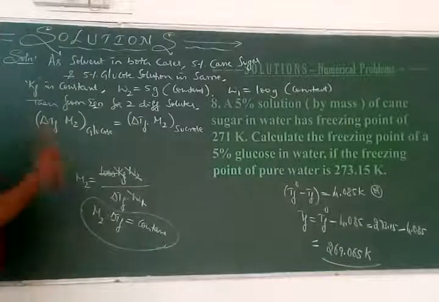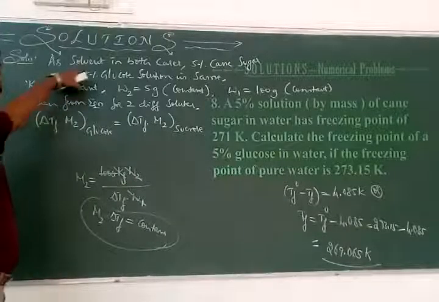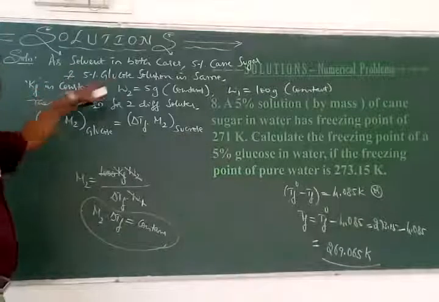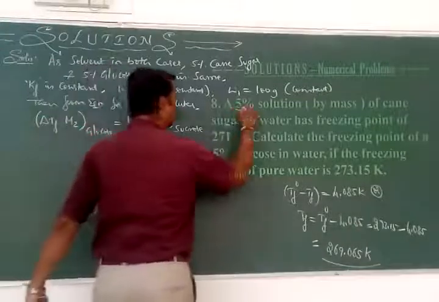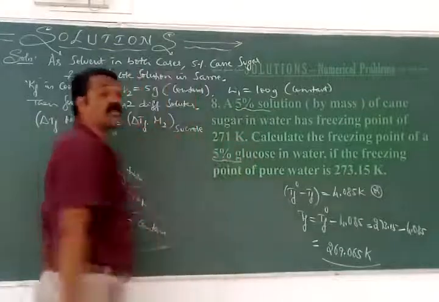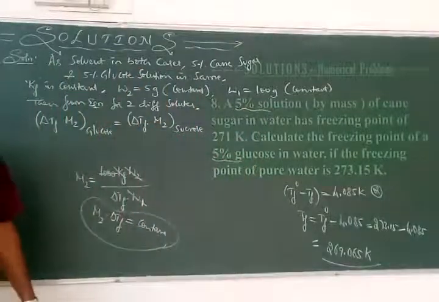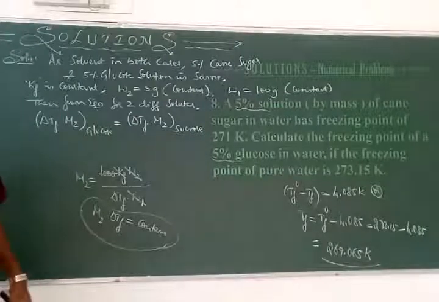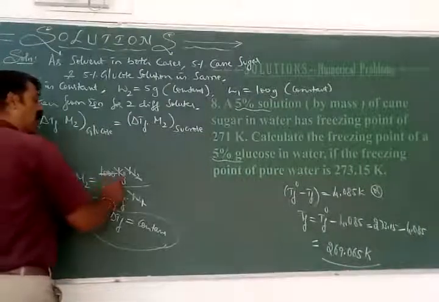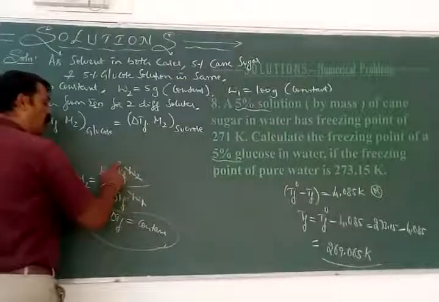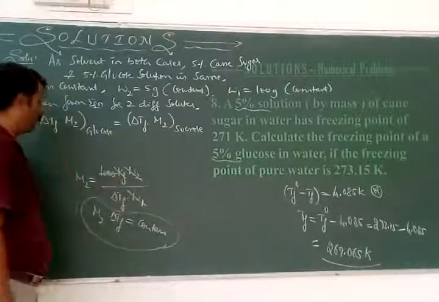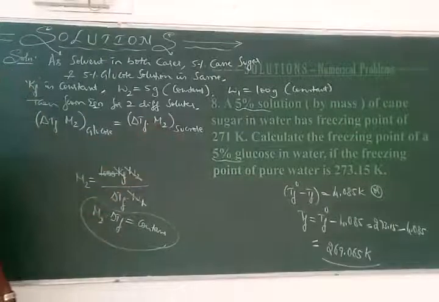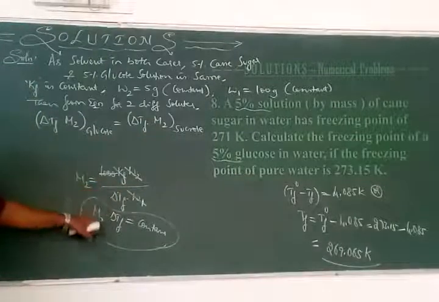As the solvent is the same, first Kf is always constant. In both the cases, what is the percentage of the solution here? 5% of the solution. What's the meaning of 5% of the solution? Means 5 grams in 100 grams, means W2 and W1 are the same. So therefore, 1000 is constant, Kf is constant, W1 and W2 are the same. Therefore, M2 into delta Tf is equal to constant.